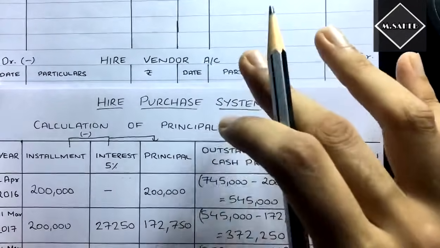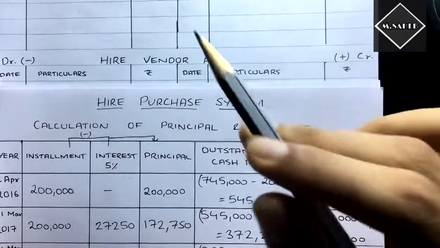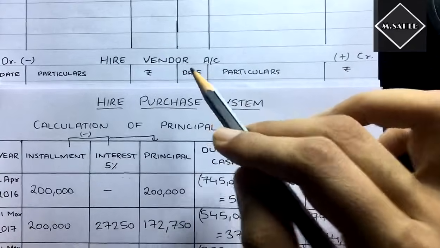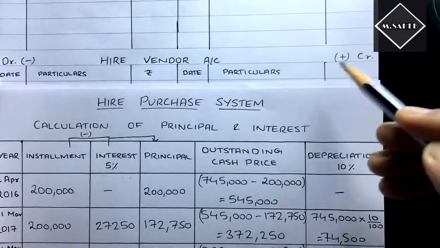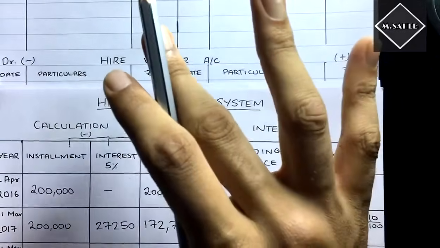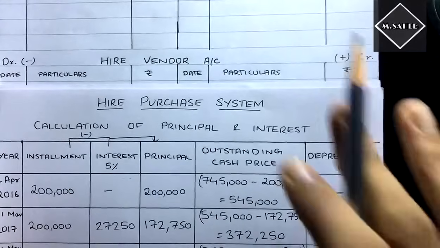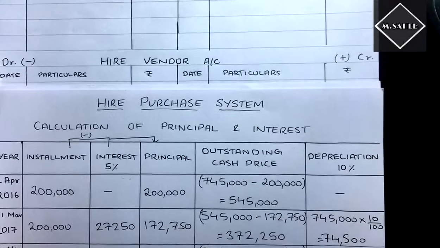So this is a liability account. The hire vendor account is a liability account. To prepare a liability account, what we do is, whenever the liability increases, we credit, and whenever the liability decreases, we debit. Yes, that is the rule of preparing the liability account. Now let's start this hire vendor account. At first, what happened?